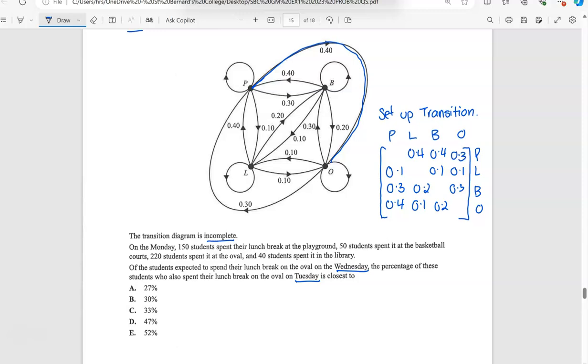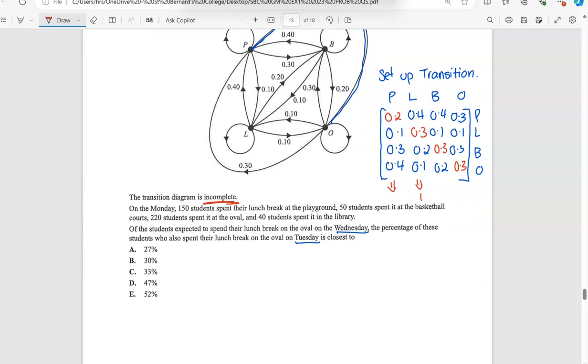Okay, so these ones I'm going to do in red, these ones were missing. Now, what do the columns have to add up to? 1. So by doing that, see this is 0.7, adds up to 0.8, so that one must be 0.2. This one adds up to 0.7, so it must be 0.3. This one is 0.3, and this one 0.3. So there's the first mark, because there are generally three things you've got to do. So that's the first thing that they wanted you to know.